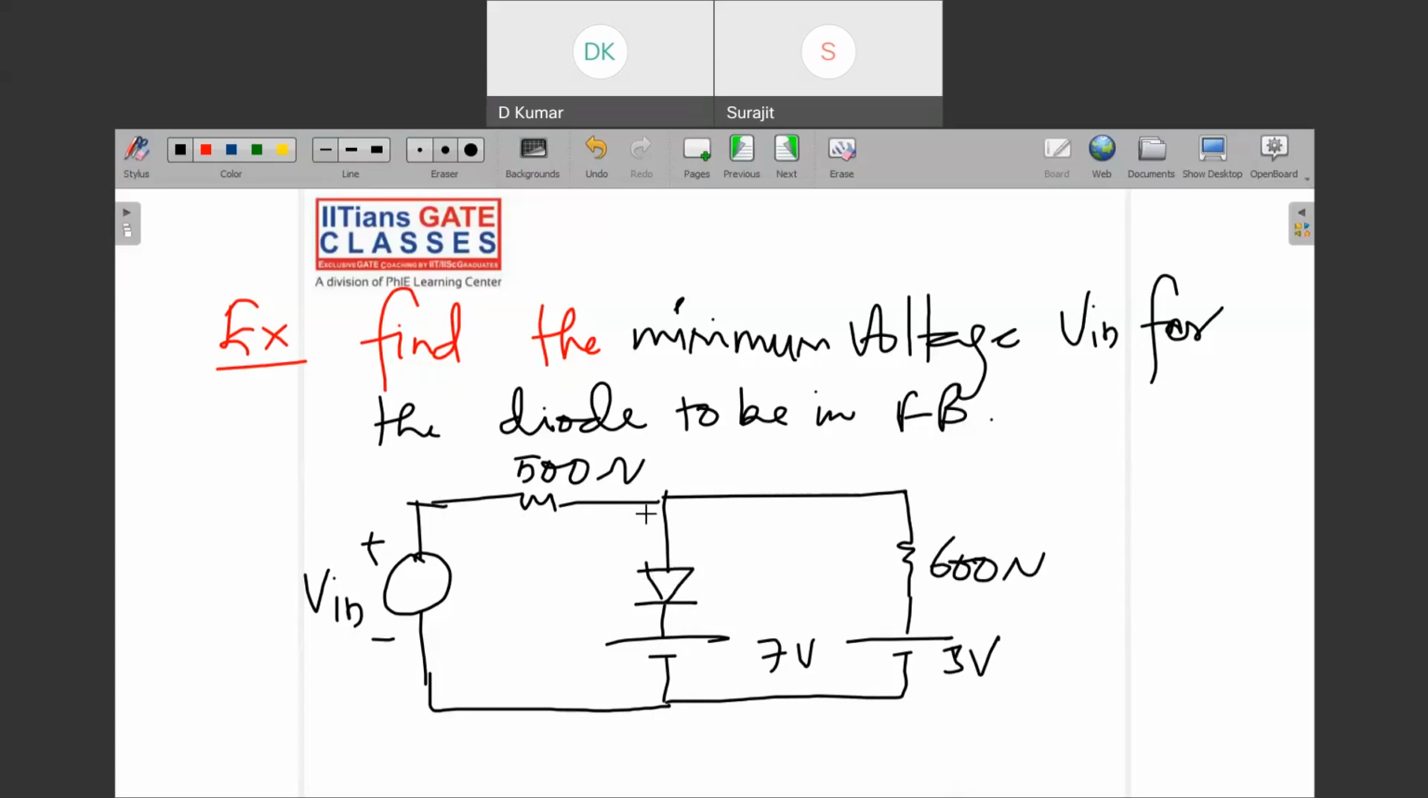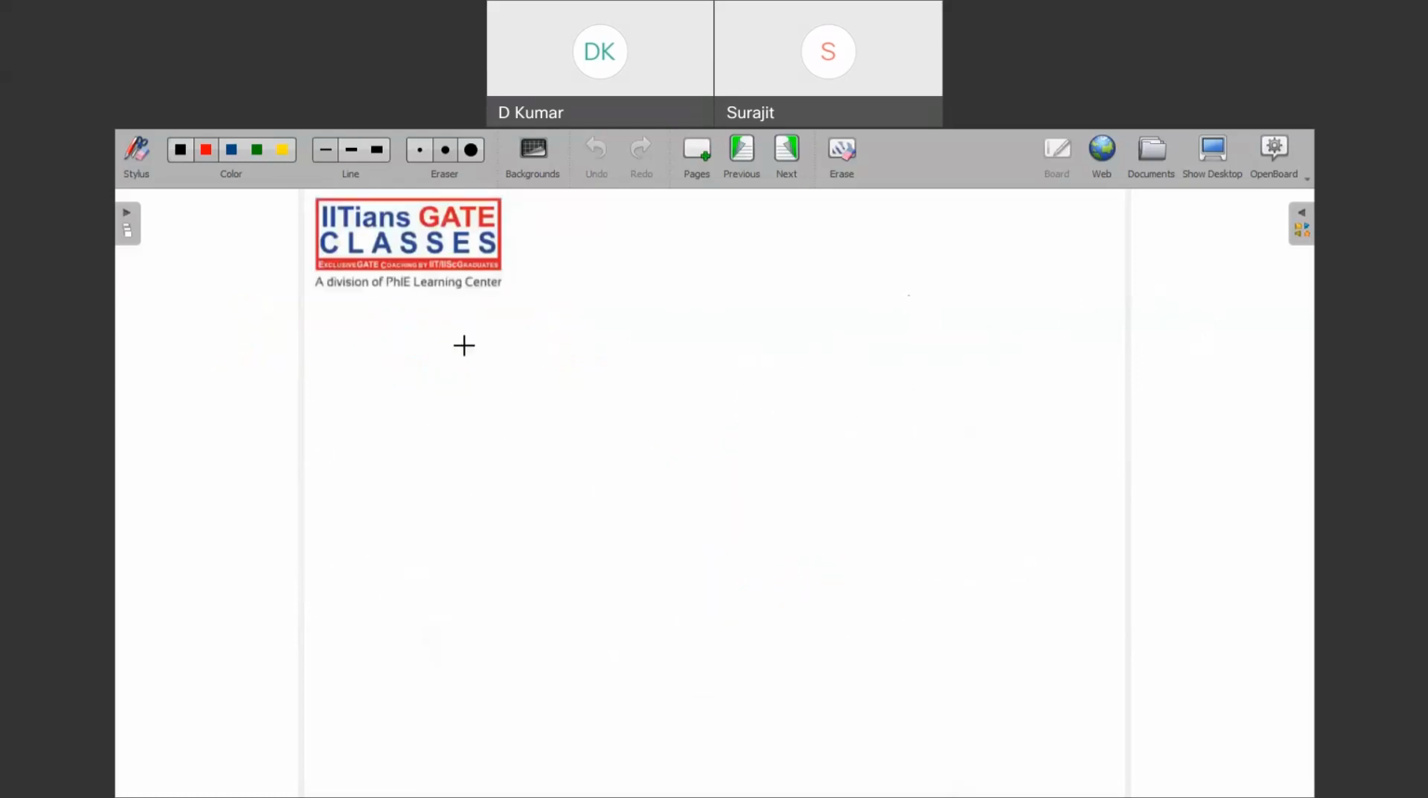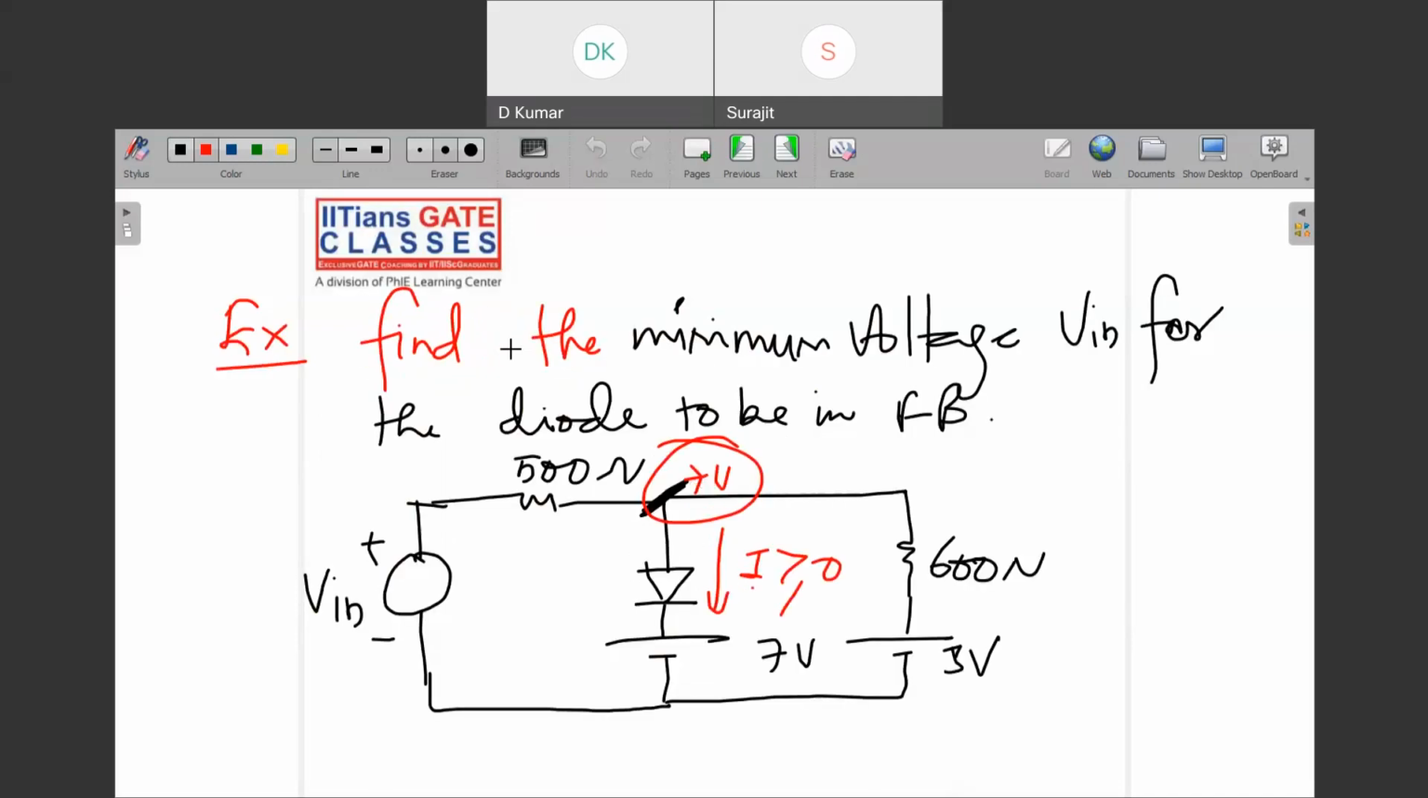If the diode is on, you can apply KCL at this point. The diode is on, that means 7 volts will be here, and the current I flowing is greater than or equal to 0. So you can apply KCL, because in the question they have mentioned that the diode is on only. Then only you will be able to find the minimum voltage.